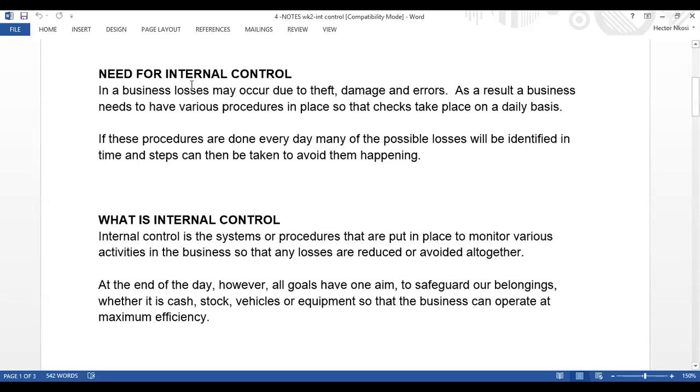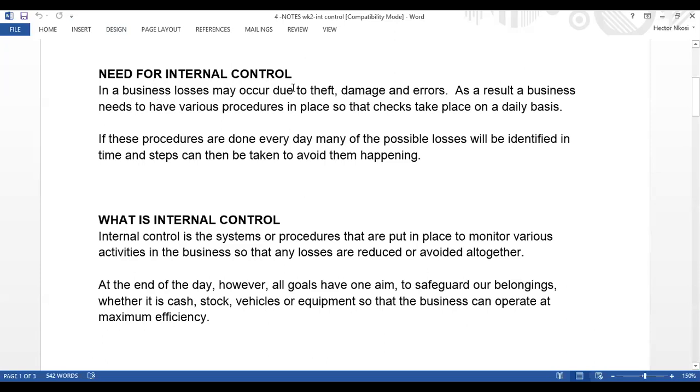So the need for internal control, basically, we know what internal controls are, guys. Basically, internal controls are systems or procedures that are put in place to monitor various activities in the business so that any losses are reduced or avoided altogether. Why do we need internal control as a business?